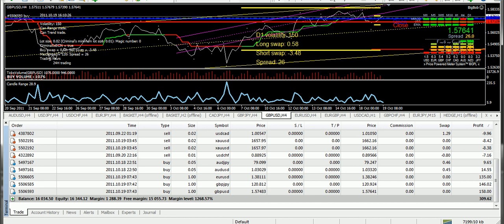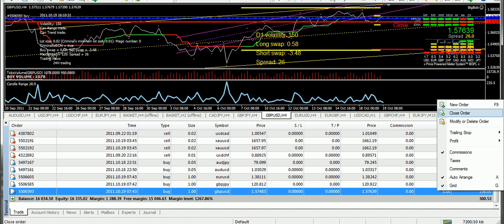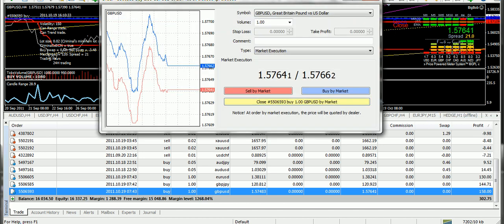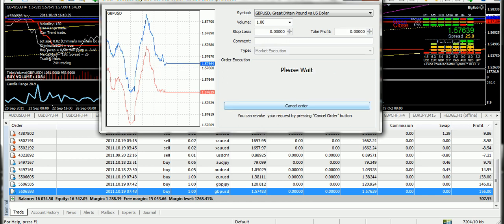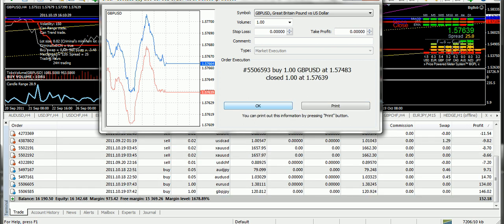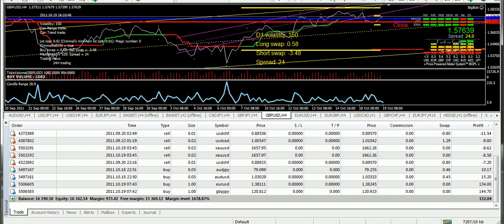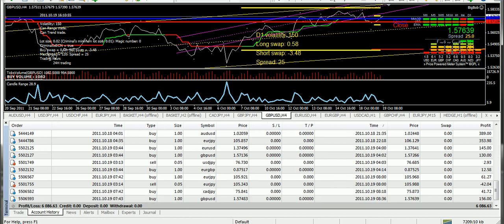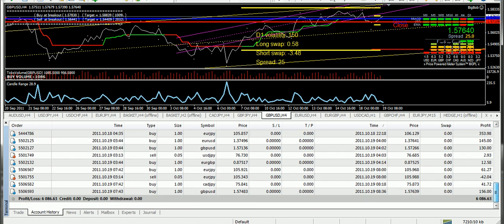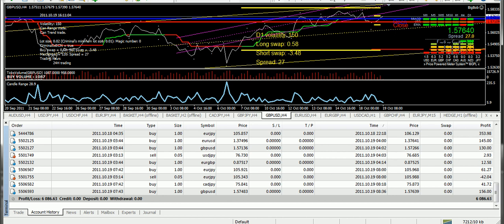If we took this trade off, this one here, and closed it as a quick demonstration, you watch the drawdown go down by that amount. We have to wait because of the trade difference, but you see how the drawdown came down. So we always want to keep a positive drawdown if we can in the trade.